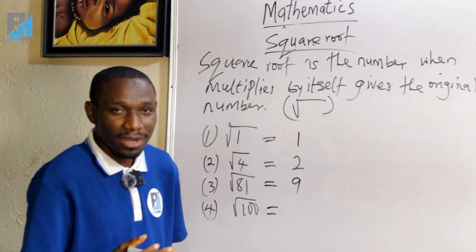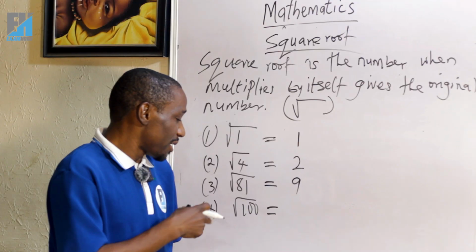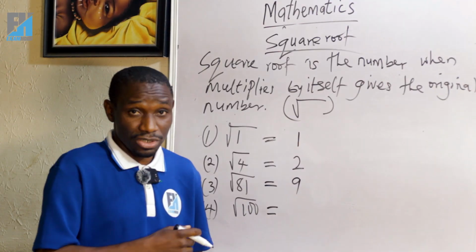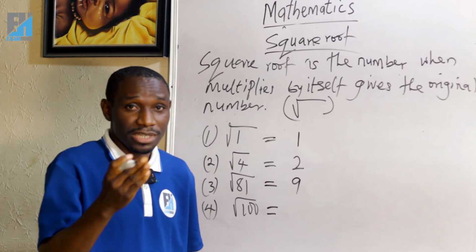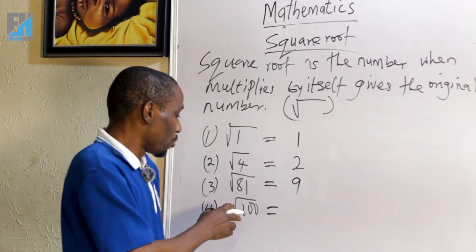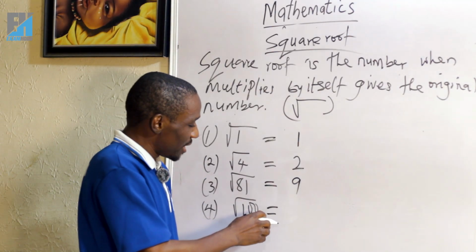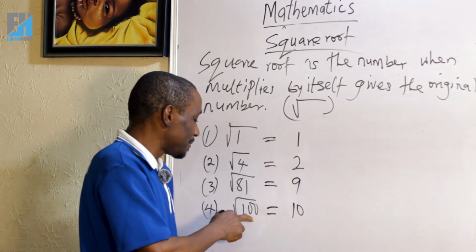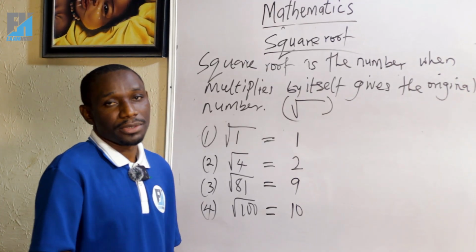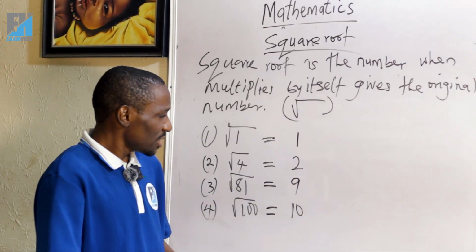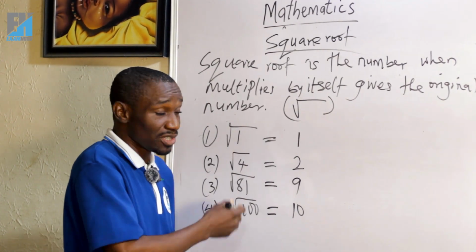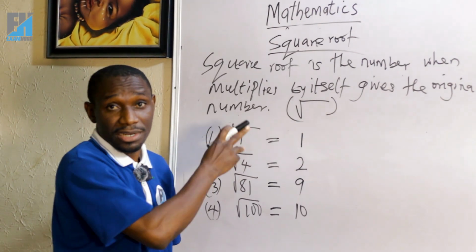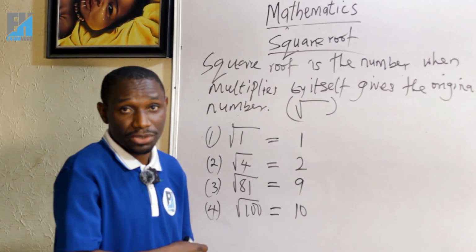And the last example, number 4, what is the square root of 100? What is that number when multiplied by itself will give you 100? Look for a number such that when you say that number times itself will give you 100, and the number is 10. Because 10 times 10 will give you 100. So it's very, very simple. It's very straightforward. So these are the answers to these questions.